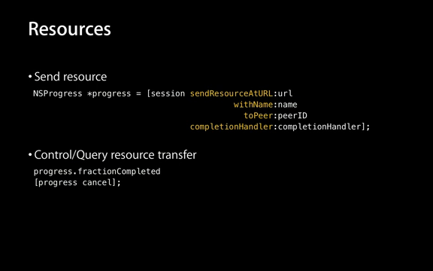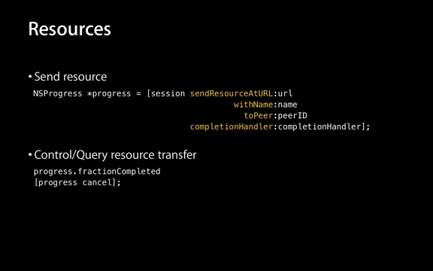If you specify a web URL here, the framework will go ahead and fetch the contents of that URL and send it to the recipient. The second parameter will be an NSString, which will be the name for this resource transfer. The third parameter will be the peer ID of the recipient. And the fourth one will be a completion handler, which the framework will call for you once the resource has been successfully transmitted to the recipient.